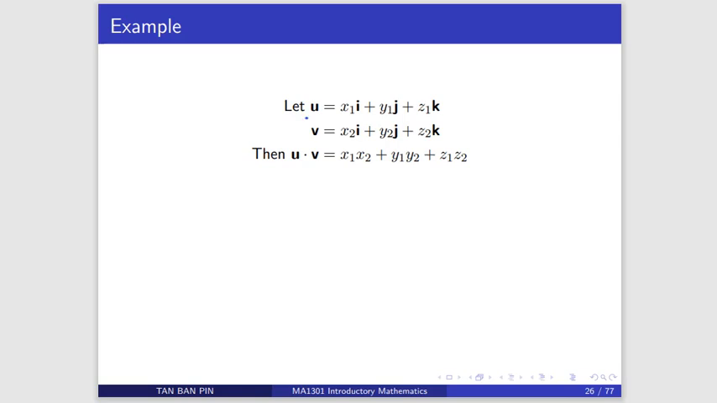In this example, you write u to be the vector x1 i plus y1 j plus z1 k. v is the vector x2 i plus y2 j plus z2 k. And we'll show that u dot v is just x1 times x2, plus y1 times y2, plus z1 times z2. You need to take the sum.